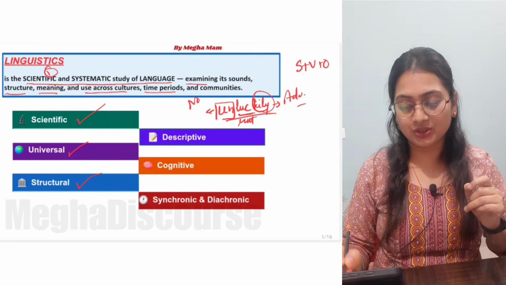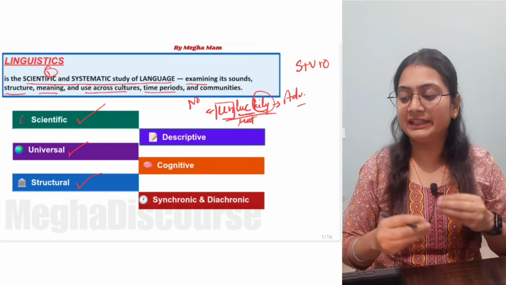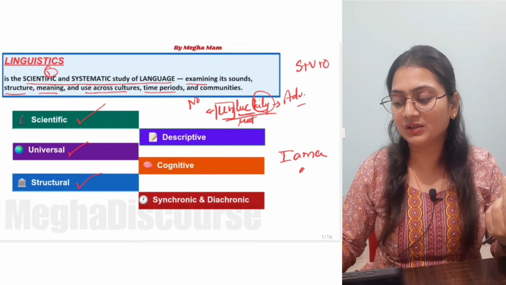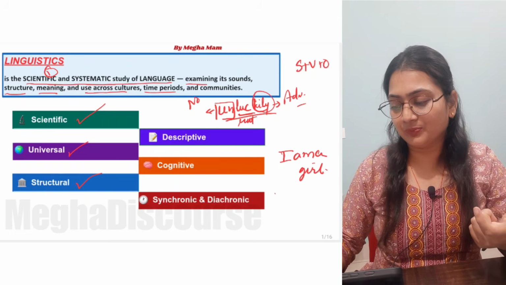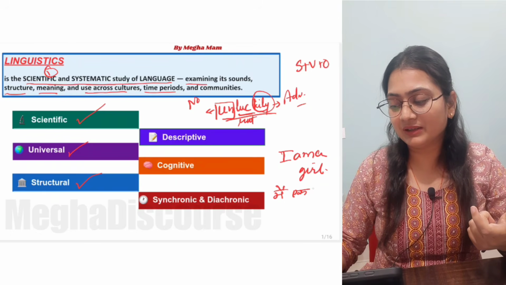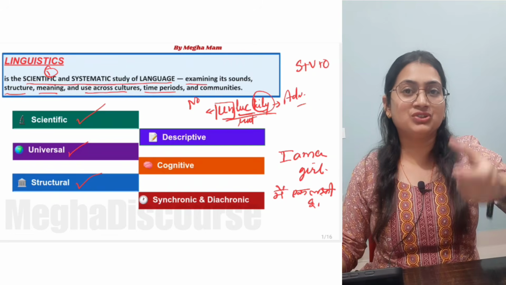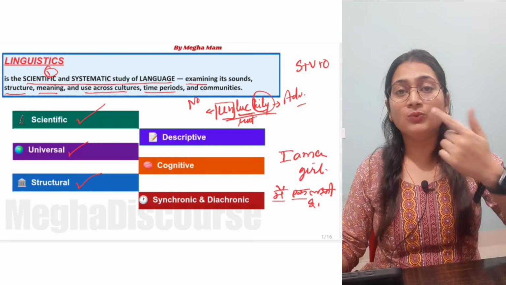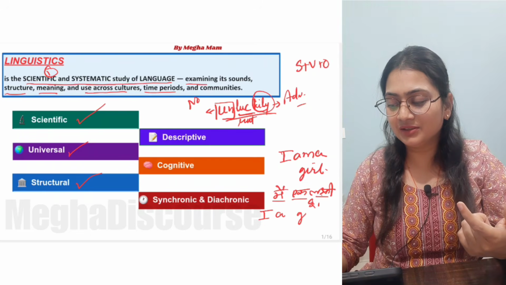Then we have structure. Structure means the structure of language. Like if I am using here, I am a girl. So this is the sentence. In Hindi I say, मैं एक लड़की हूँ. Now the sentence structure is different for different languages. If I convert it in Hindi, it is मैं एक लड़की हूँ, literally: I, a girl, am. Okay?